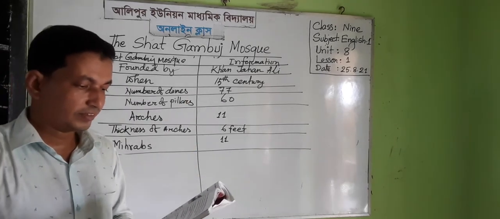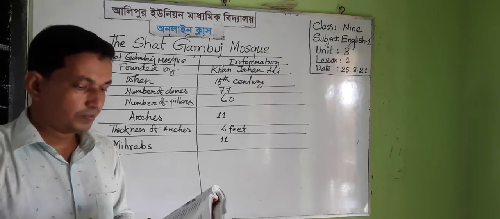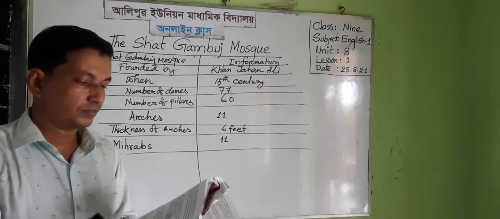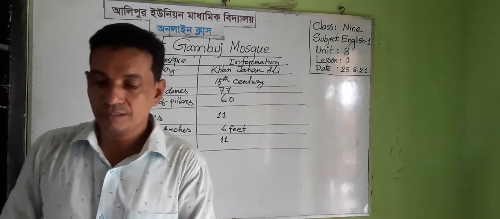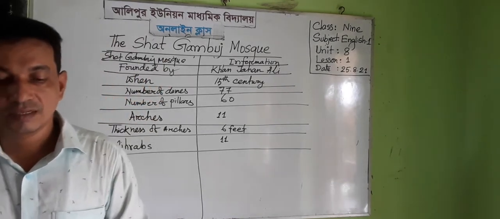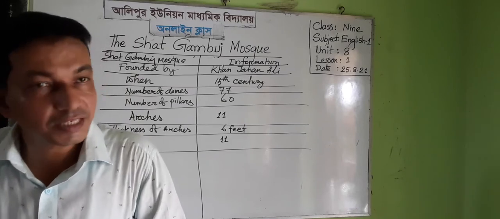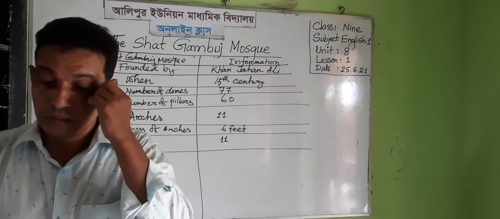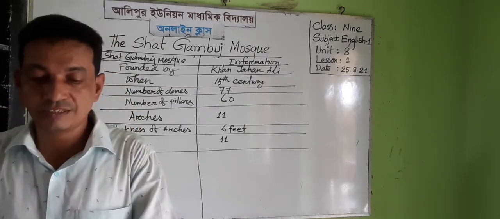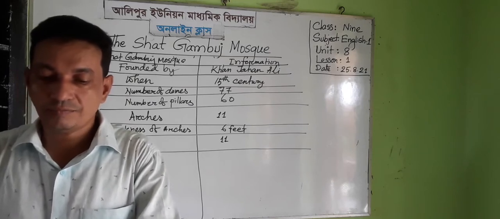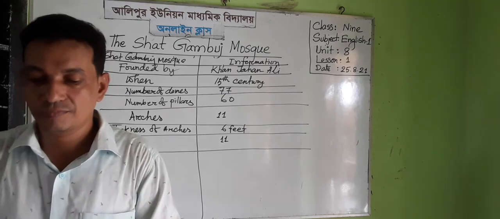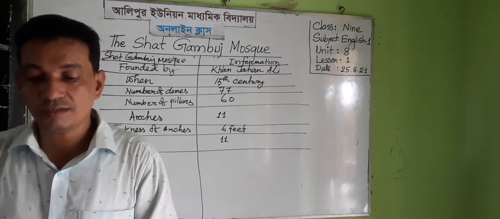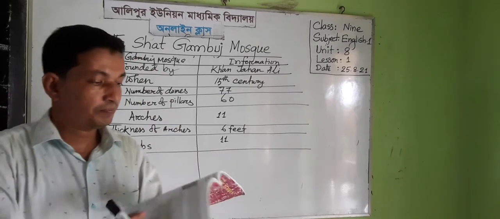And last of all, if we turn the page, page number 112, section C. I am reading out the caption of section C. Here, look at the picture of the Star Mosque in Dhaka. Look at the picture. So you may write a picture here.